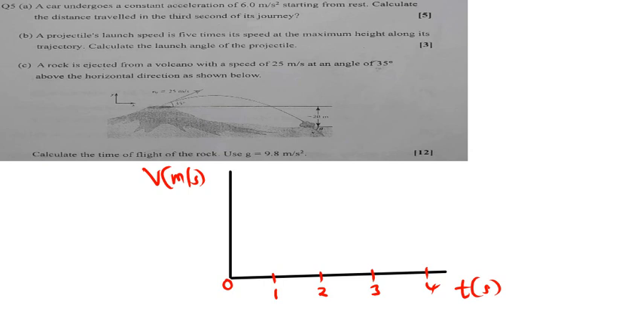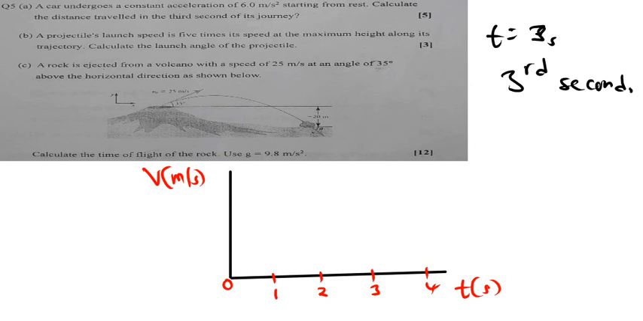So we want to see which one is going to be our third second. It's not saying calculate the distance traveled when t was equal to 3 seconds. It's totally different when we say when t is equal to 3 seconds and in the third second. Now let me explain from here. What does it mean when we say in the third second?